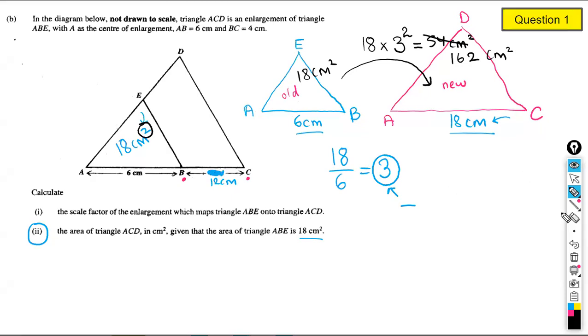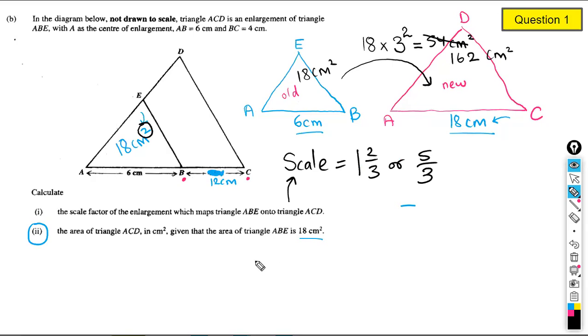Okay, so let's go back to the original question. Remember the scale factor of the original question. The answer for part 1 was 1 2/3 or 5/3. So if the area of the old triangle was 18, do you all think you can calculate the new area for the large triangle, knowing that the scale factor is 5/3 or 1 2/3? Send your answer on the chat and let me see if you really grasp the concept of it.